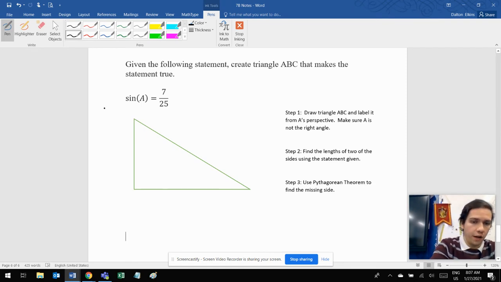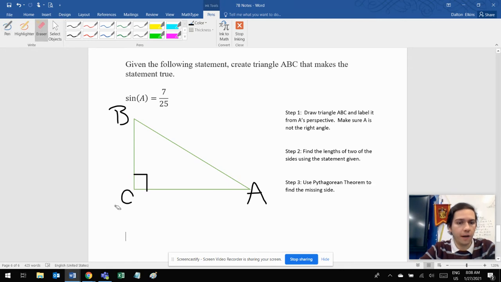I'm going to go ahead and put in a right angle right here. It looks like where it would be. And all these triangles that we'll be dealing with are going to be right triangles. So there are three steps to this procedure. We want to draw triangle ABC and label it from A's perspective. Make sure A is not the right angle. So what I'm going to do is label this A, B, C.